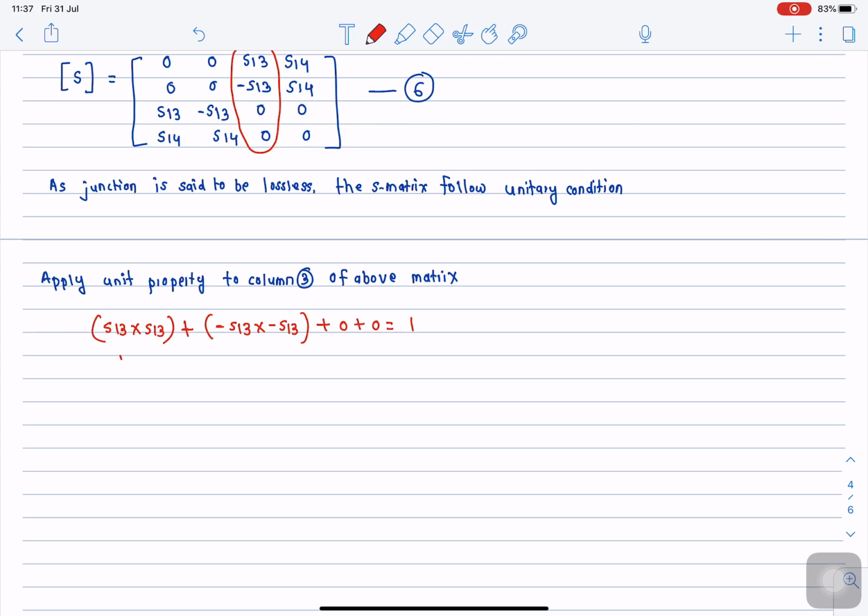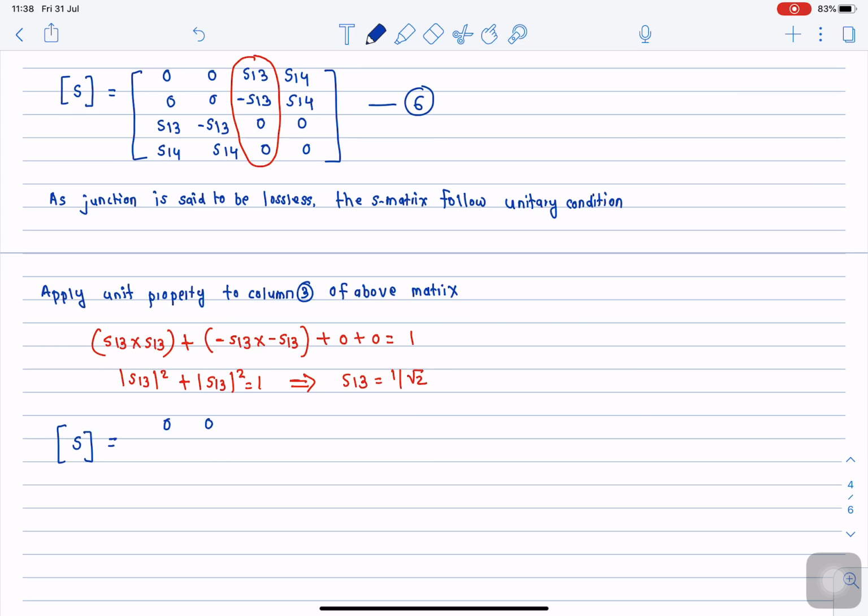So what we get here is S13 mod square plus S13 mod square is equal to 1, and when you simplify it further, I will get S13 is equal to 1 by root 2. We will replace this value of S13 in equation number 6 and rewrite the matrix. So this matrix then becomes S is equal to first value 0, second value 0, third value S13, which is 1 by root 2, S14 as it is, 0, 0.